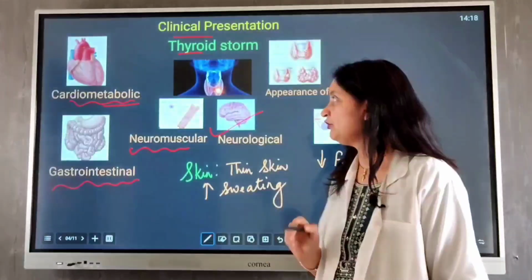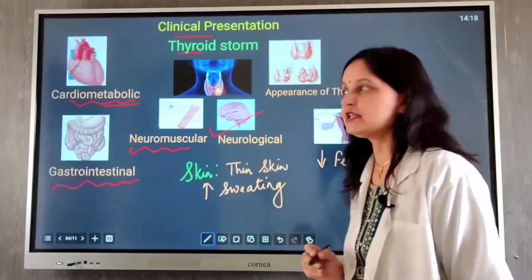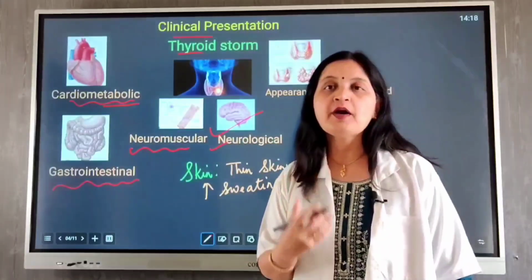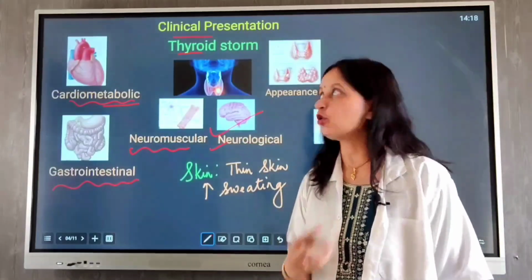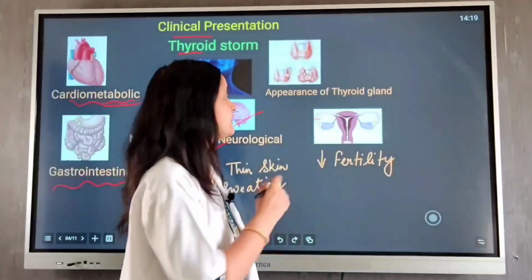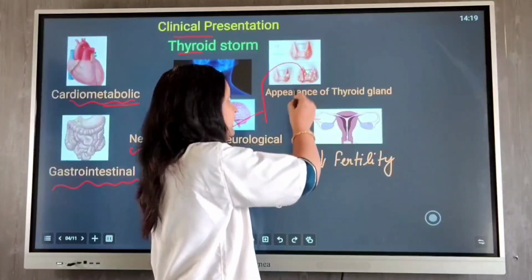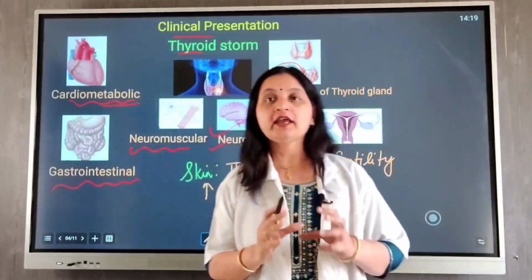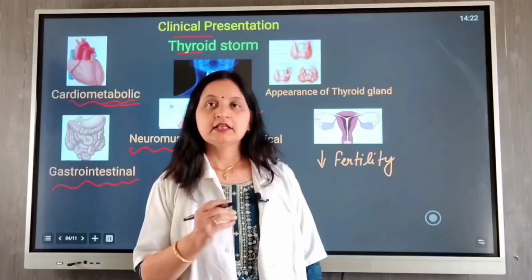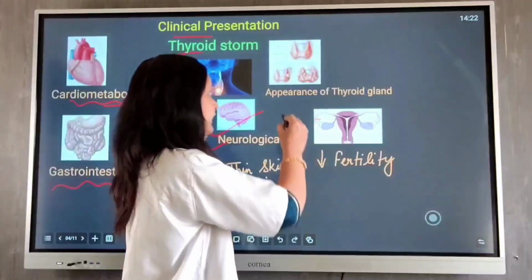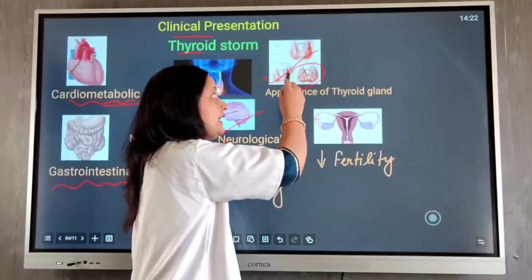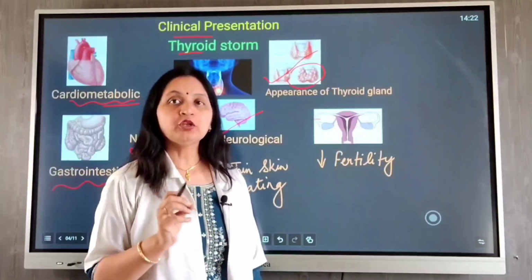Also, stimulation of the central nervous system leads to neurological symptoms such as delirium and seizures. Coma can also occur in thyrotoxic crisis. The thyroid gland appears enlarged. There can be diffuse enlargement in Graves' disease or nodular, asymmetrical enlargement in nodular goiter.